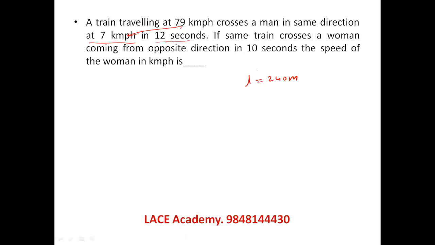Same train crosses a woman. So again, the same distance has to be traveled, and it is getting covered in 10 seconds. So their combined speed is 24 meters per second. This combined speed is when the train and woman are traveling in opposite directions. So let us find out the speed combined in kilometer per hour. 18 by 5, 24 into 3.6. 24 3s is 72. 24 6s is 144, or 14.4. 86.4 kilometer per hour is their combined speed.